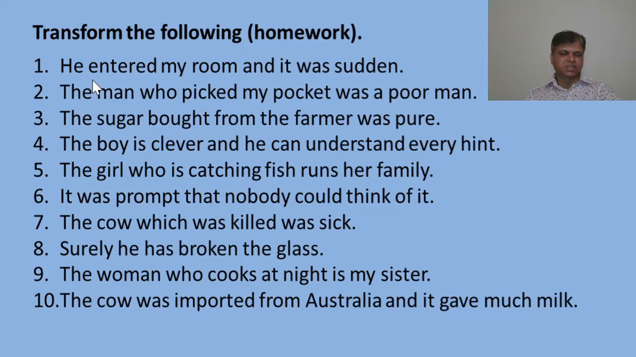Look at the first sentence. He entered my room and it was sudden. It is a compound sentence, so you have to make it a simple and a complex sentence. Look at the second sentence. The man who picked my pocket was a poor man. It is a complex sentence, so you have to make it a simple and a compound sentence, and like this we have to transform the other sentences.